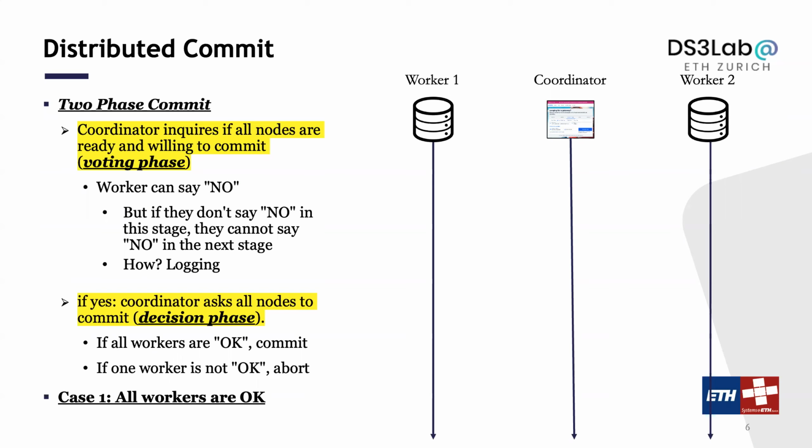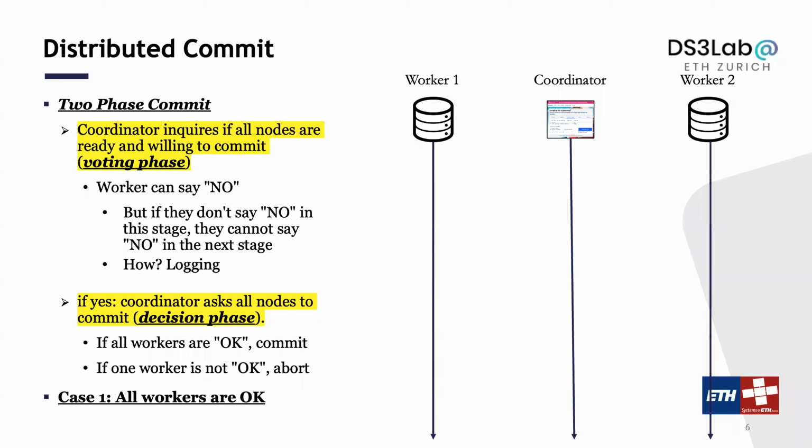And in the second phase, the decision phase, if all the workers are okay, the coordinator will commit. If one worker says, okay, by the way, I'm not done, or my local transaction aborted, or I failed, whatever, the coordinator will say, okay, then everyone abort. So that's our simple protocol.